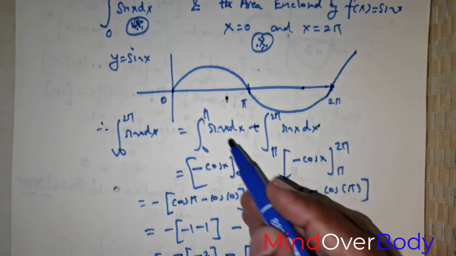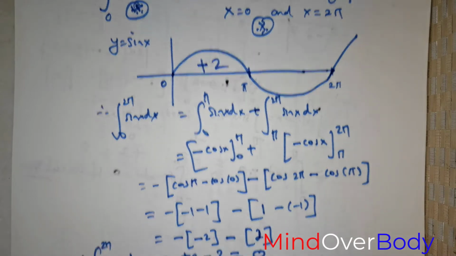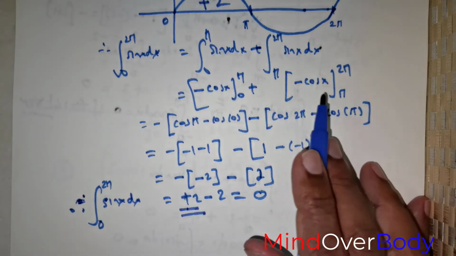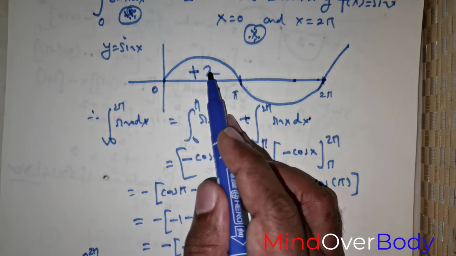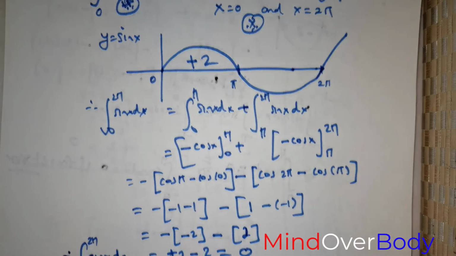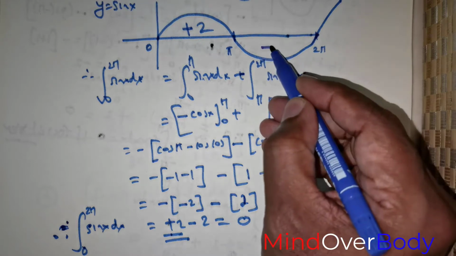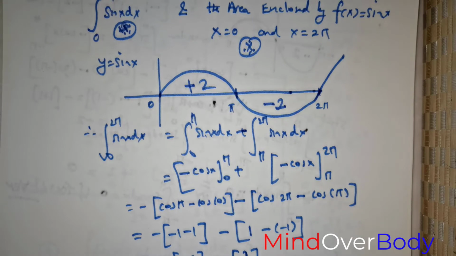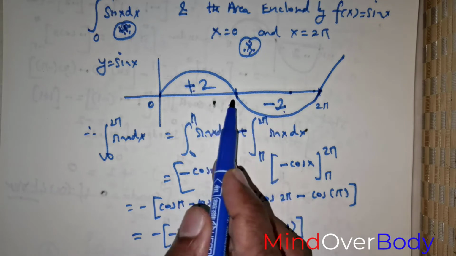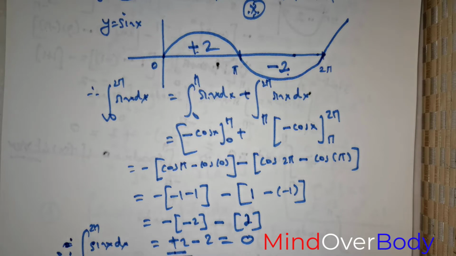Because the region from 0 to pi would give us positive 2. That's exactly what we've got here. And after we have obtained the region from 0 to pi, which is positive 2, the region from pi to 2 pi would give us negative 2. So if we were to sum up these two things, positive 2 and negative 2, the outcome is giving us 0.